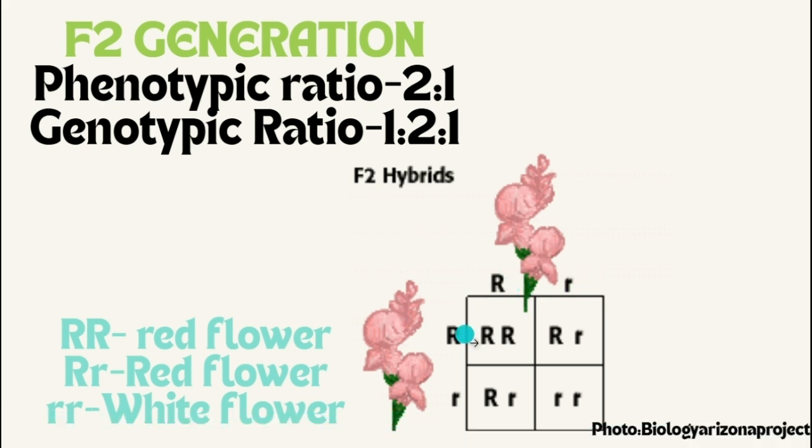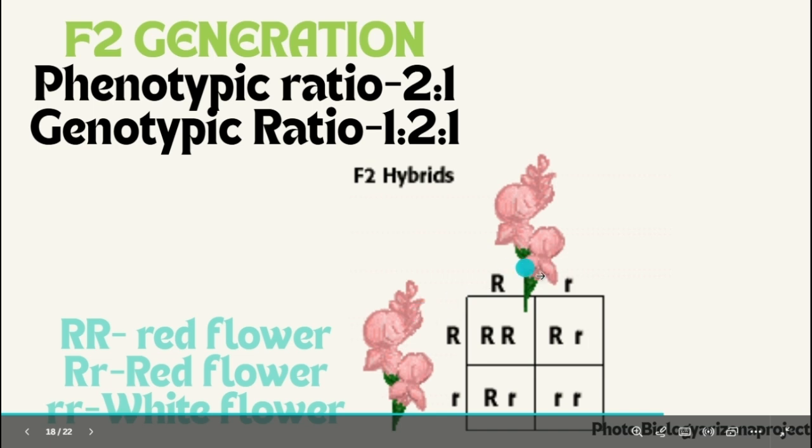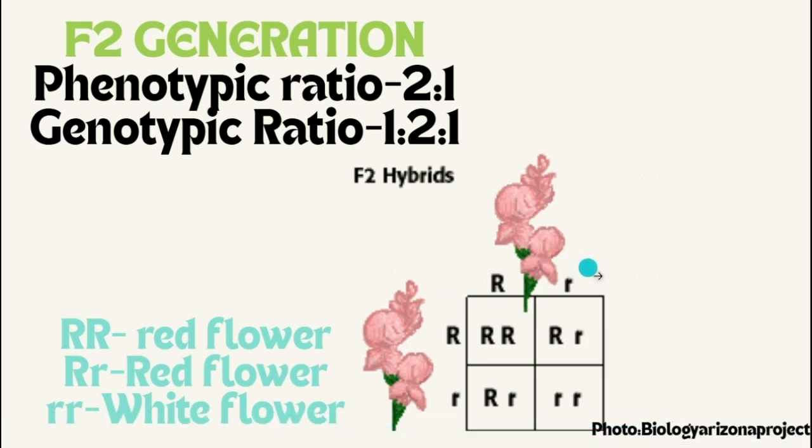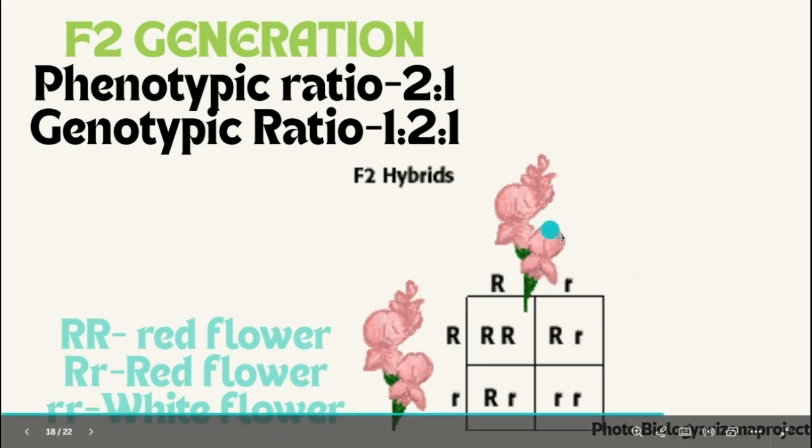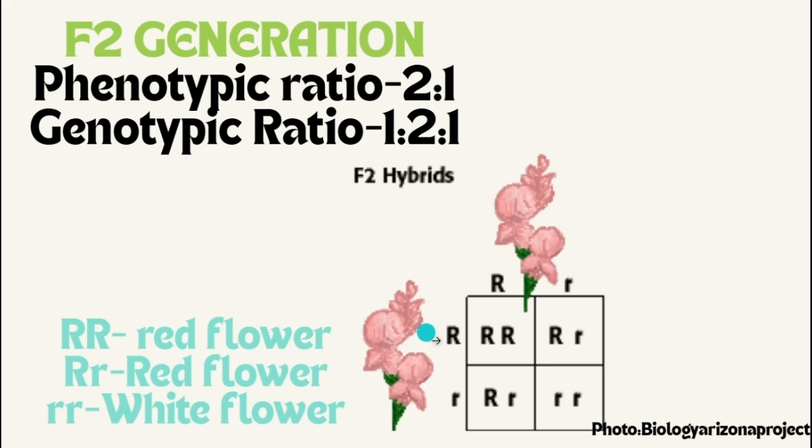So if we cross two heterozygous, big R, little r and big R, little r, that means we're crossing two red flowers. It's two parents and both of them look red. What do you think could happen? They have different alleles, and alleles are alternative forms of a gene, so they can code for different things.